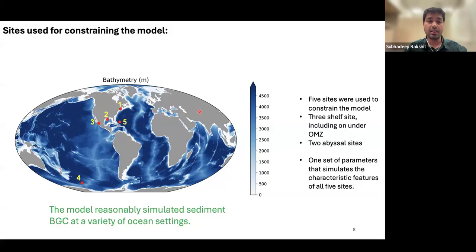And we chose these sites because they had observational data available, and so we thought that we could use them to represent a variety of ocean settings. And then we tried to simulate them. The aim was to come up with a parameterization that can express the benthic biogeochemistry at all these 5 sites.